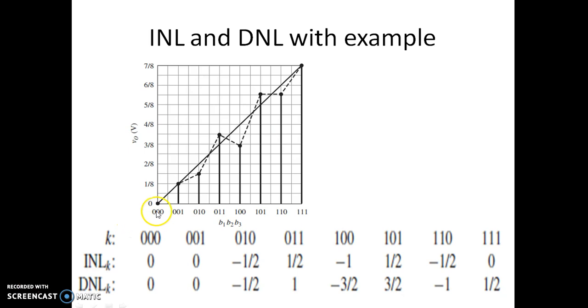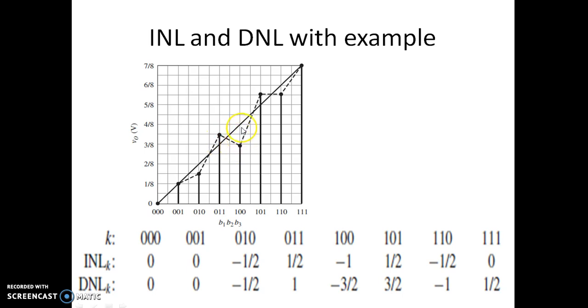We have this straight line of slope 1, which indicates the ideal output of a DAC. For input of 0, 0, 0, this is the output, and the straight line indicates the ideal output. These vertical lines over here indicate the actual output of a particular DAC, where we have certain deviation from this ideal line. Here this is slightly less than the expected output. Here it is slightly more than the expected output.